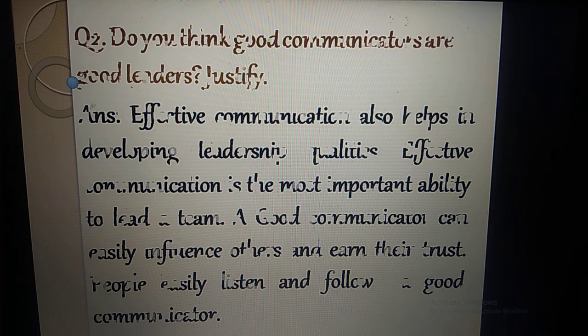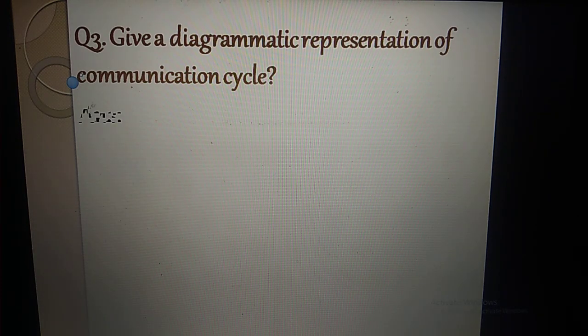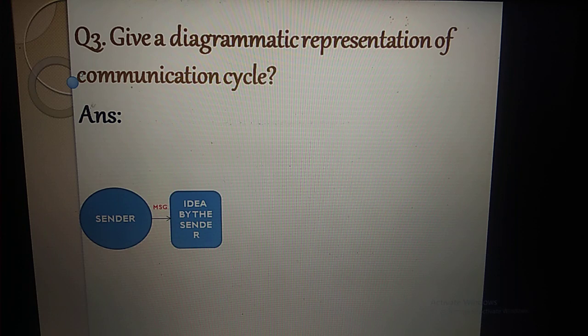And the next is, give a diagrammatic representation of communication cycle. So in this question we'll discuss something. First, what is the communication cycle? Yes, in the communication cycle the first component is what? Sender. Then the sender sends the message. Which type of message? The idea by the sender.